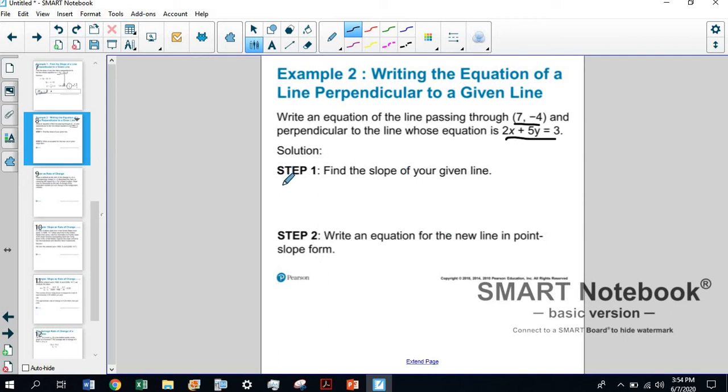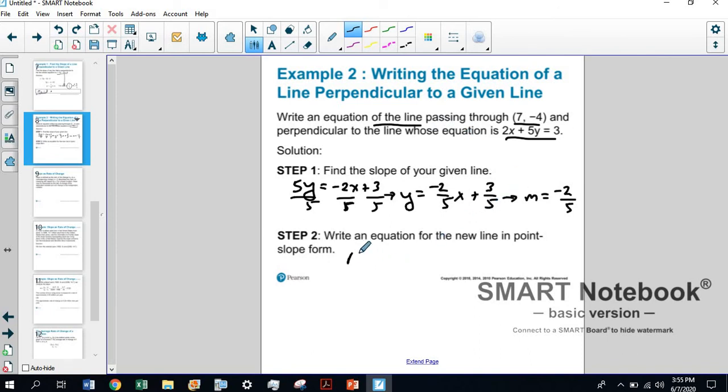Okay, so once again we need to solve for y. Subtract 2x from both sides, you get 2x plus 3, divide everything by 5, and you get y equals negative 2/5 x plus 3/5. That means that the slope of the given line is negative 2/5. What's the slope of the perpendicular line that you're looking for? Positive 5/2. Flip over the number, change the sign, and then you get the point (7, negative 4).